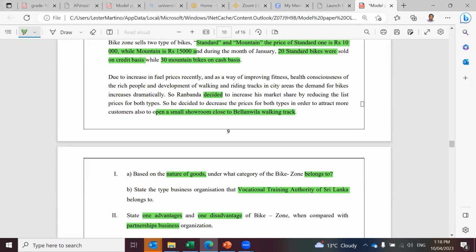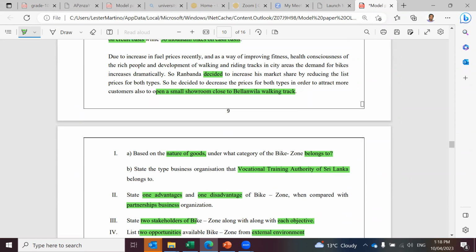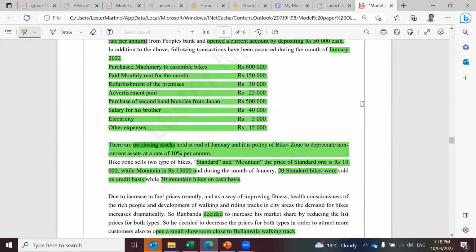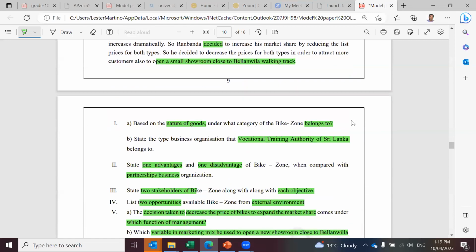Question number 2. State the type of business organization Vocational Training Authority of Sri Lanka belongs to. So it's an authority, like the Ports Authority. The answer is state corporation. So write it down. Answer, state corporation.